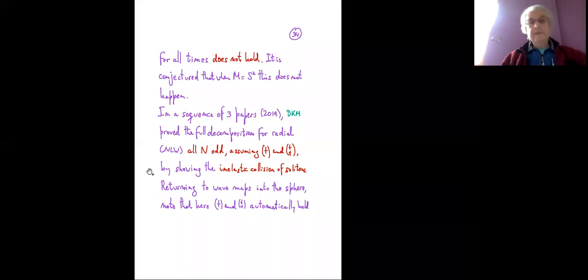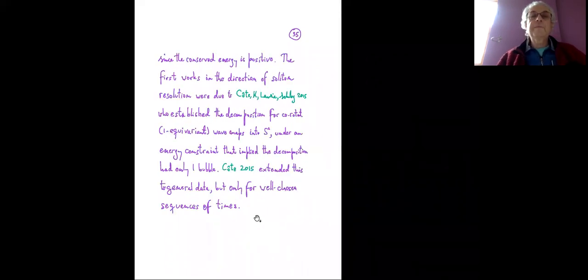Okay, so in the rest of the talk, let me return to wave maps into the sphere. And in this case, the boundedness of the energy norm is automatic because the energy for wave maps is positive. So if you are in the energy space, since the energy is conserved, the energy will be bounded for all times. So these extra assumptions that we had to impose in the nonlinear wave equation are automatic for wave maps.